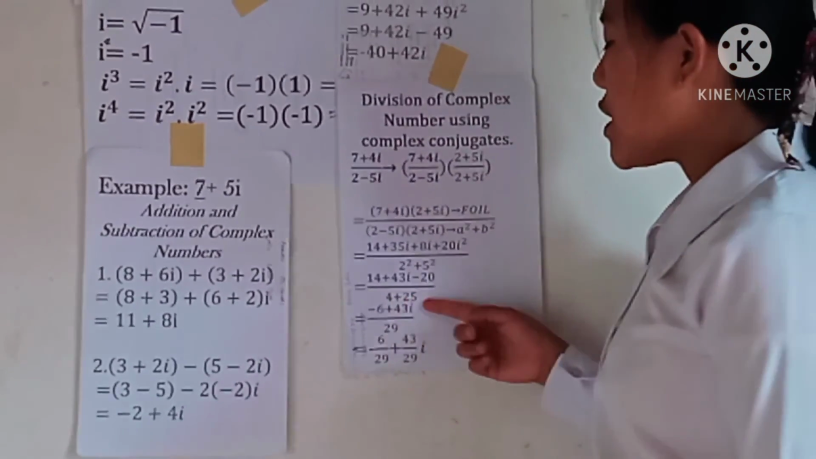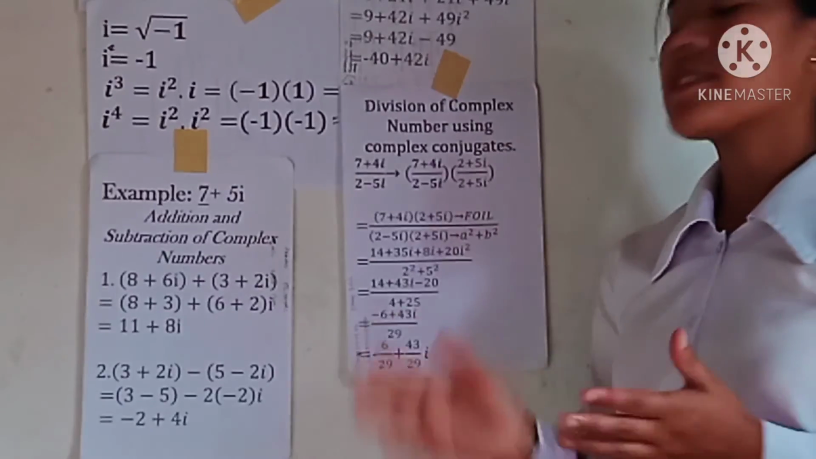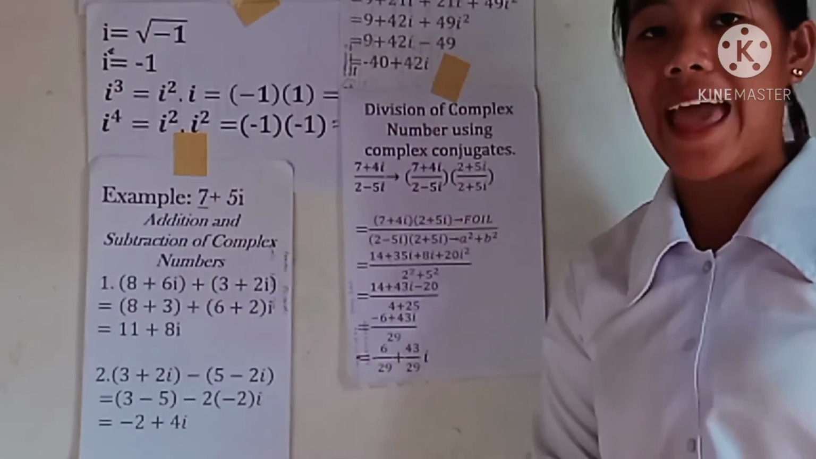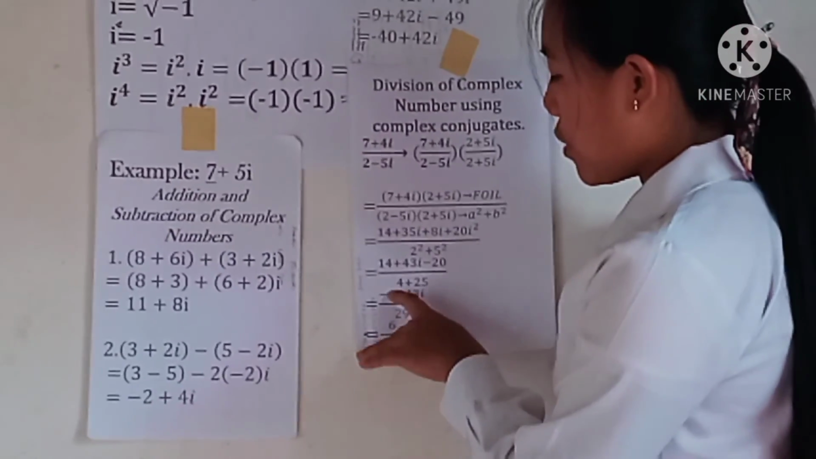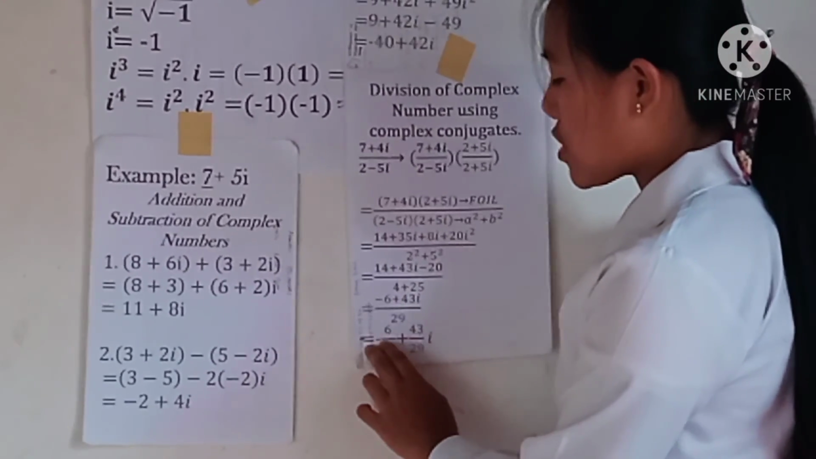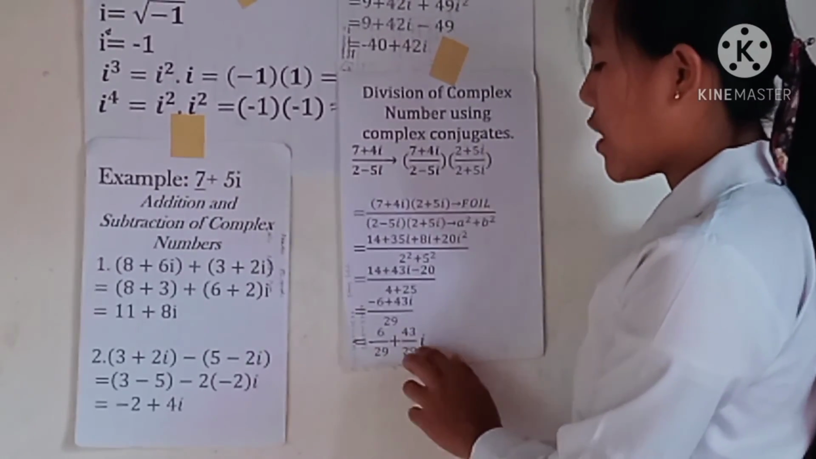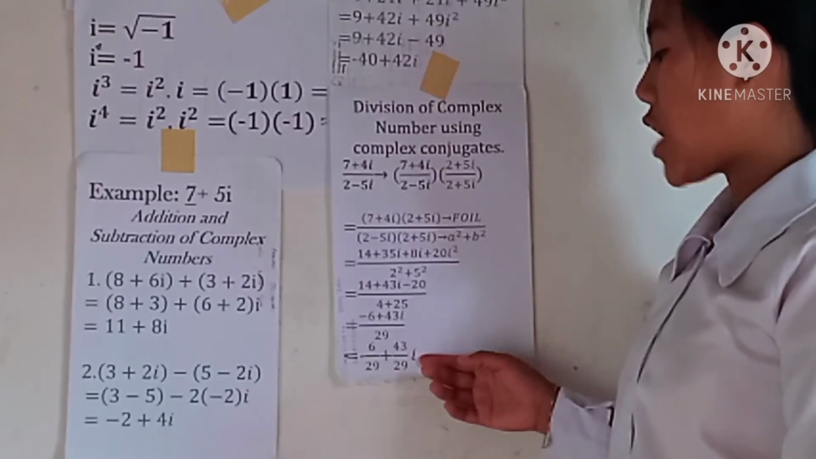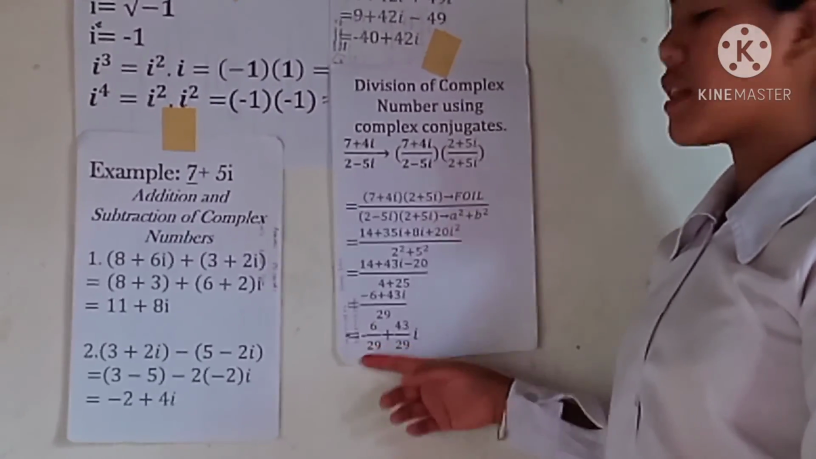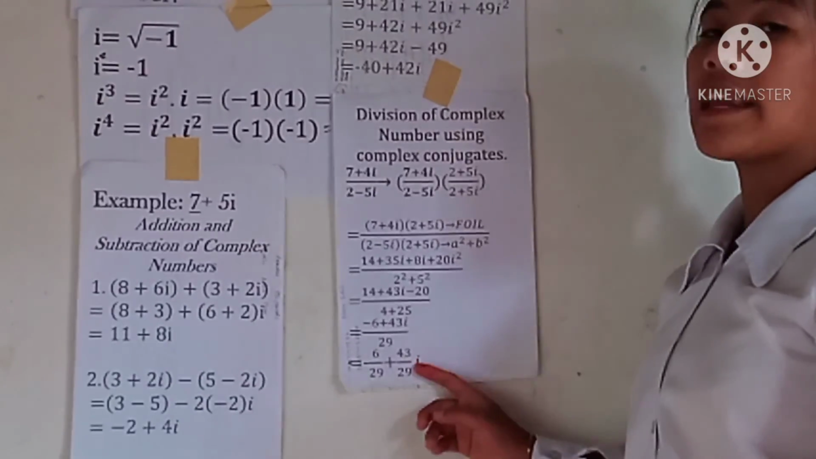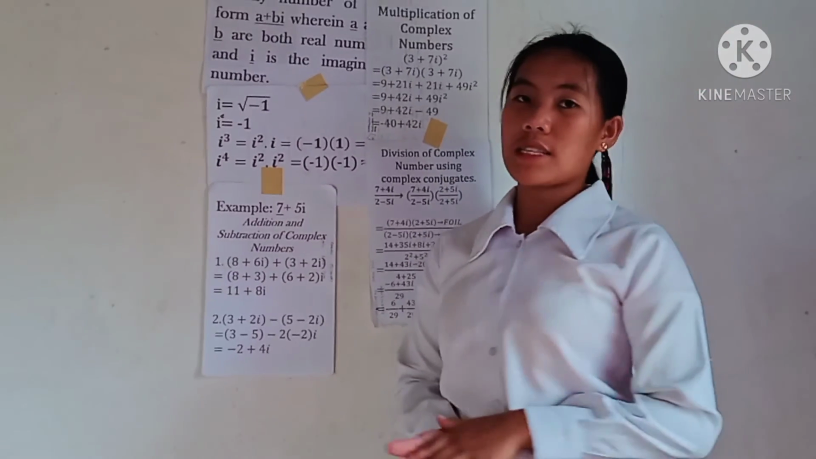We already have this given. The only thing that we will do is separate the real number and the imaginary number, like this: negative 6 over 29 plus 43 over 29i, which is our imaginary number. Negative 6 over 29 is the real number, and 43 over 29i is our imaginary number. That is what we call a complex number.